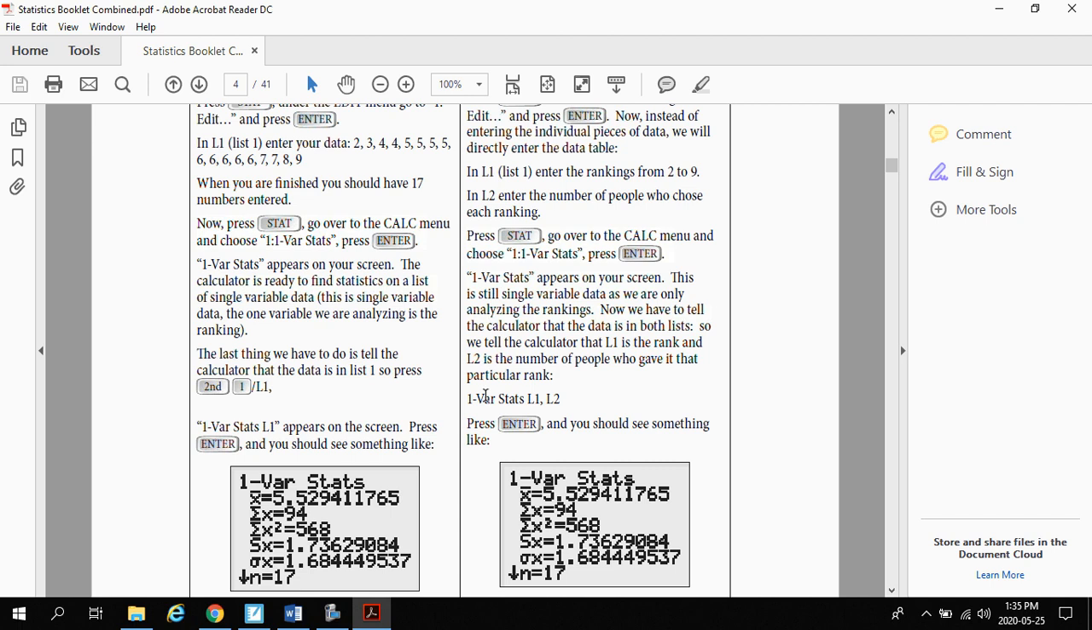L1, so that's one of those alpha buttons, I believe, and then you put in a comma, and then L2. So that's saying pull my single variable stats from list 1 and list 2. So you'll put in that L1, comma, L2, and then you press enter.